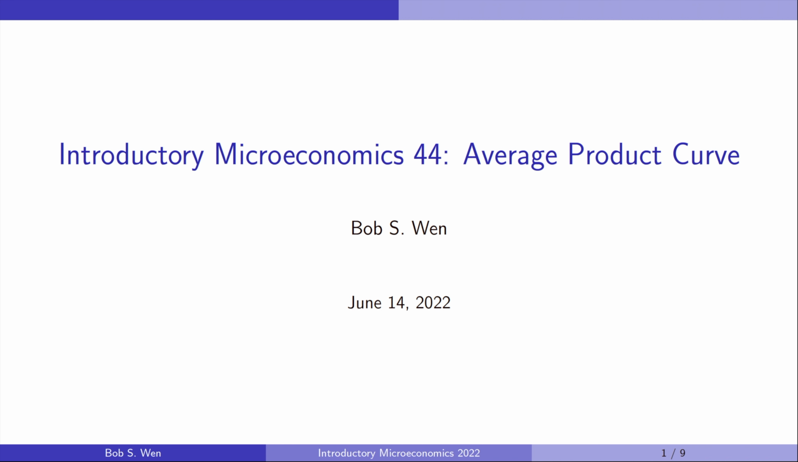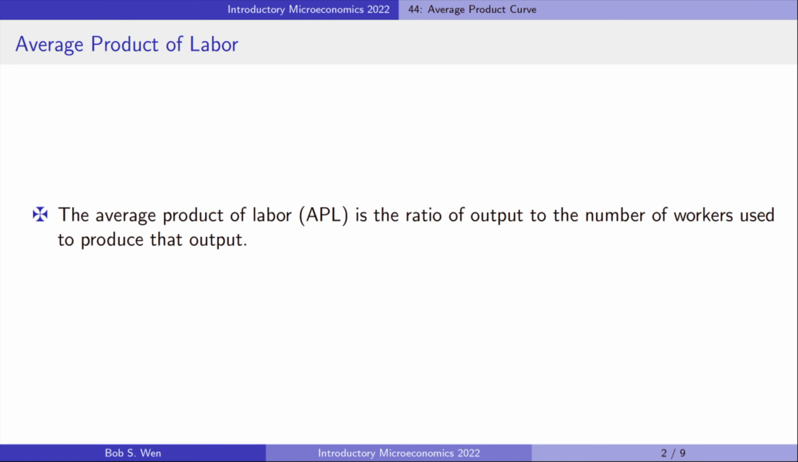Hi, I'm Bob. We have learned the total product of labor and the marginal product of labor in the past two videos. Today, we will explore the average product of labor. The average product of labor is the ratio of output to the number of workers used to produce that output.